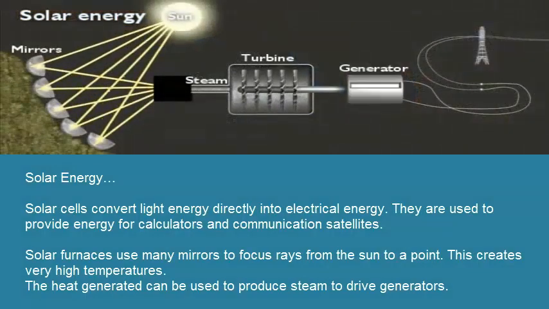Solar furnaces use many mirrors to focus rays from the sun to a point. This creates very high temperatures. The heat generated can be used to produce steam to drive generators.